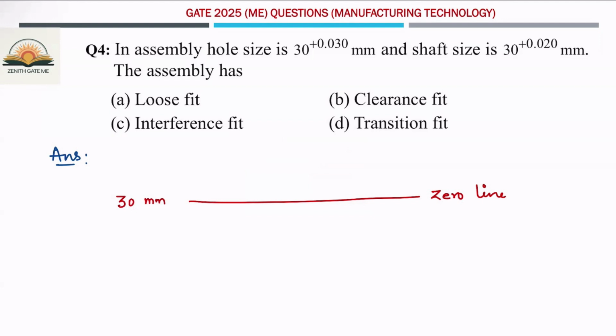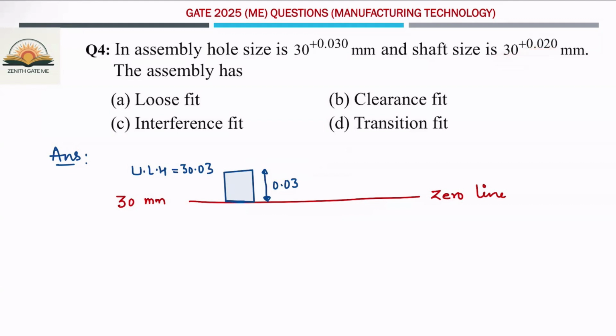What will be the upper limit of hole? Upper limit of hole is 0.03. Lower limit is not given, so you have to assume it as 0.00 or 0 only. That means this is the lower limit of hole, and the upper limit of hole is 0.03. This is the tolerance for hole. So the upper limit of hole is 30.03, because the tolerance is 0.03.